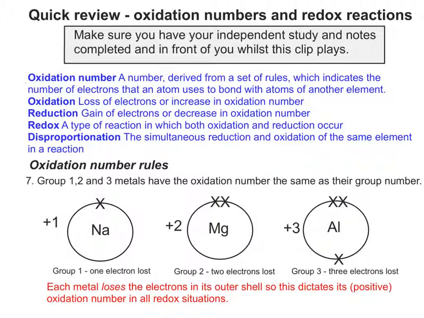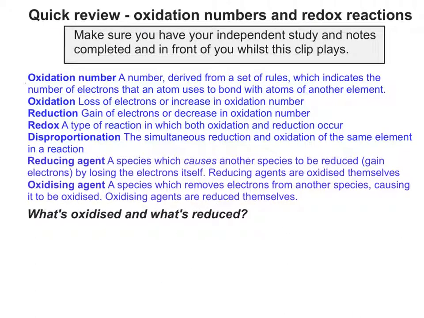Okay, so now we've covered the oxidation number rules, we have to have a quick look at what a redox reaction might look like. To do this, we need to introduce a couple more terms, a reducing agent and an oxidizing agent. Again, these should be on flashcards or in your notes, so you need to have those in front of you as we go through this bit of the clip.